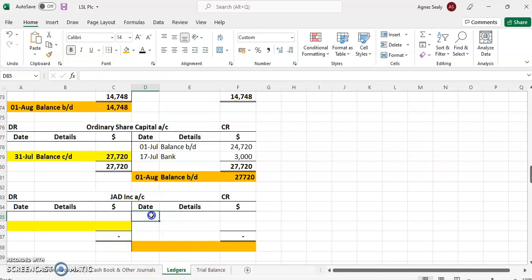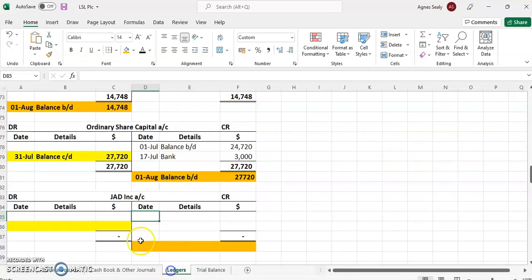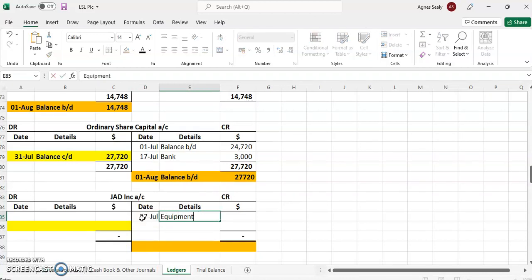Let's look at JAD Inc. We see in our general journal, JAD Inc. is credited for $3,395 with respect to the equipment. So we will go here on the 27th of July. Equipment, 3,395.